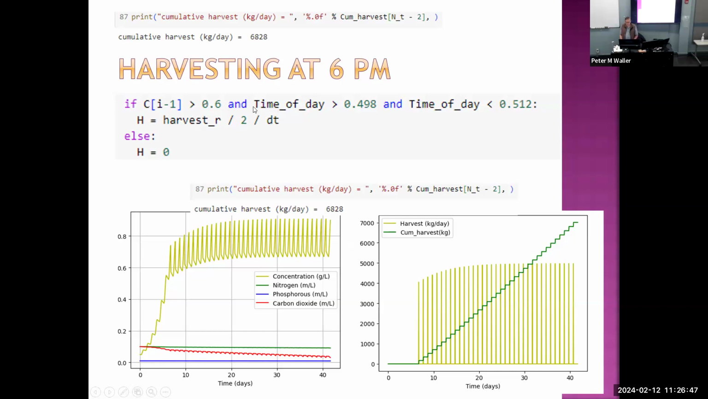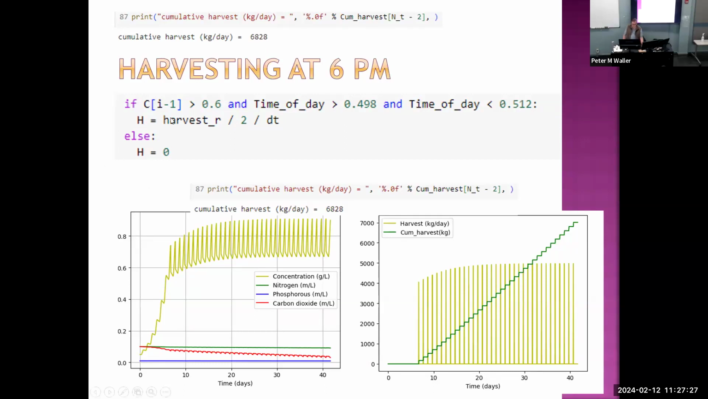So the way that we would do that is we would say, if C at I minus 1 is greater than 0.6, because we still want to delay until 0.6, and time of day is greater than 0.498 and less than 0.512. And the reason I said that is, remember we used that modulo and we had I minus 6? I'm not absolutely sure about this, but I think that means that if our time of day is 0.5, then that would be 6 p.m. I haven't verified this, but I think that's what it means.